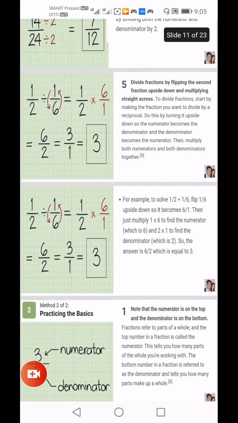Number 5, divide fractions by flipping the second fraction upside down and multiplying straight across. To divide fractions, start by making the fraction you want to divide by a reciprocal. Do this by turning it upside down so the numerator becomes the denominator and the denominator becomes the numerator. Then multiply both numerators and both denominators together.